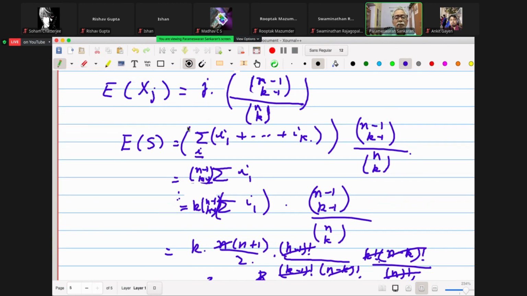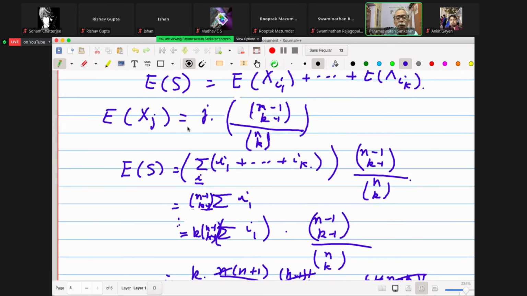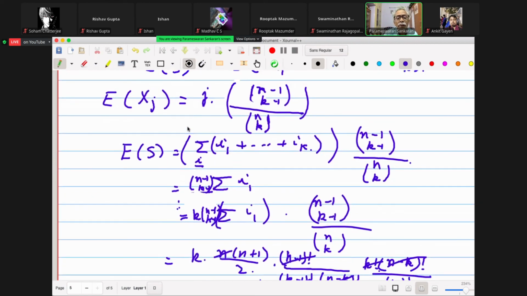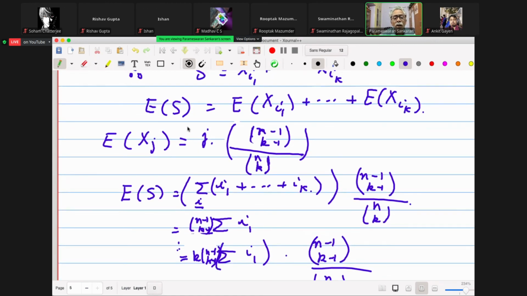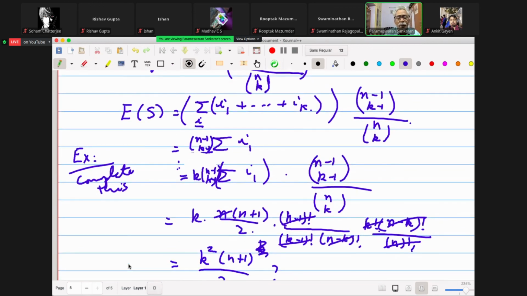Try and do the remaining part of it at home. Sorry, I may have missed some calculation here. So please complete this. This is an exercise for you to complete and check. I'm sure I missed out on a factor here. Please check.